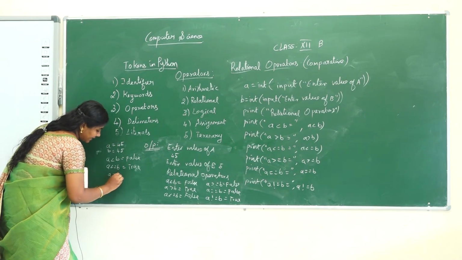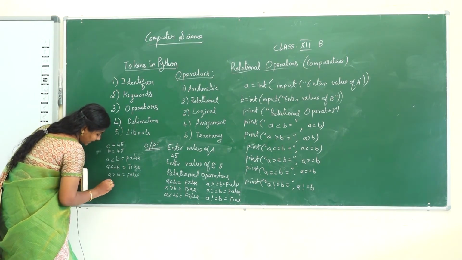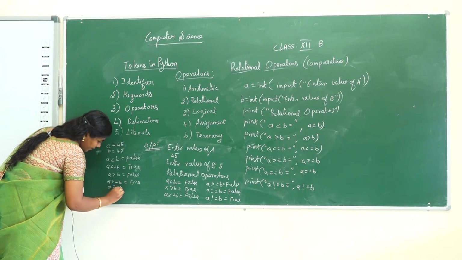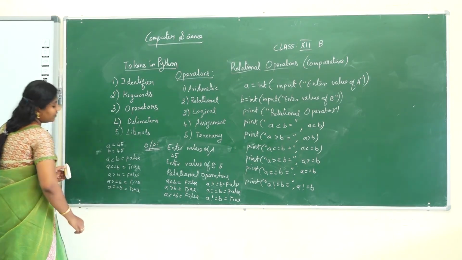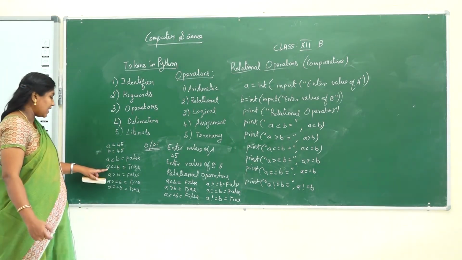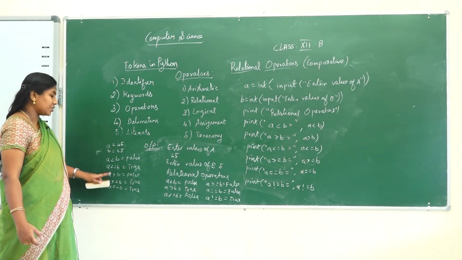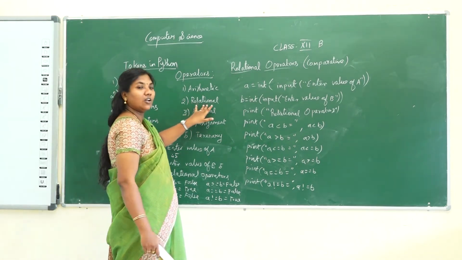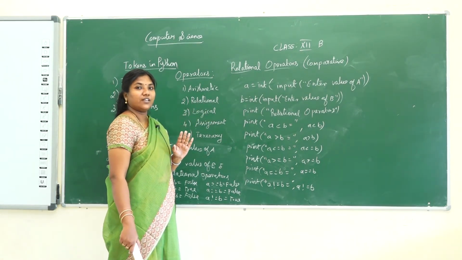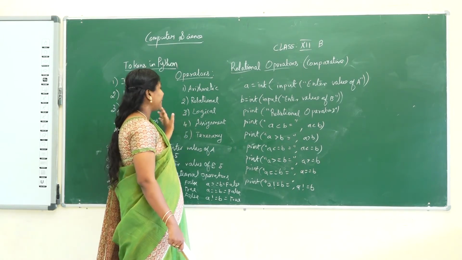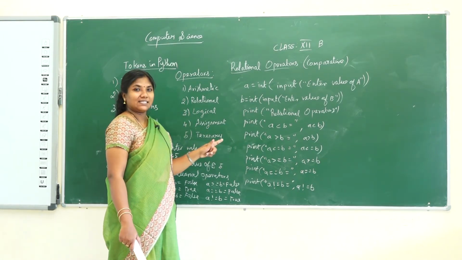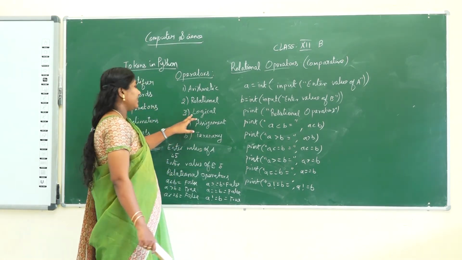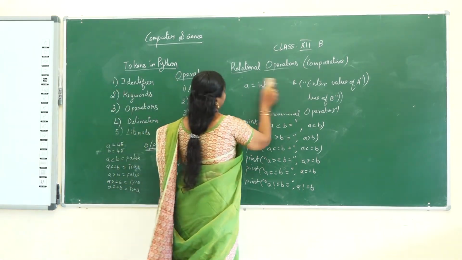In the same way, A greater than B will be false, A greater than or equal to B will be true, and A equal to B will also be true. So if the two values are the same, then less than or equal to and greater than or equal to will be true, and all others will be false. So what are all the relational or comparative operators? We are going to compare two values using the operators less than, greater than, less than or equal to, greater than or equal to and not equal to. Clear? Next we are going to use logical operators.